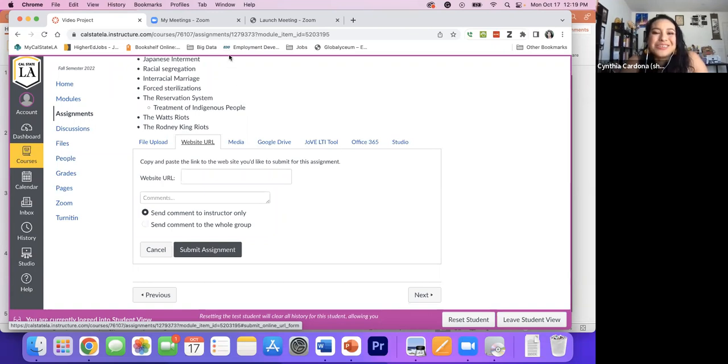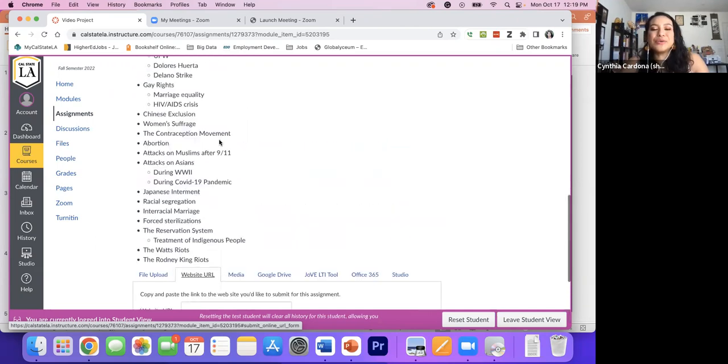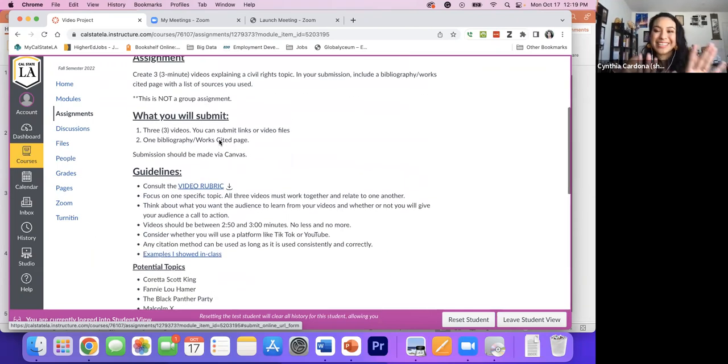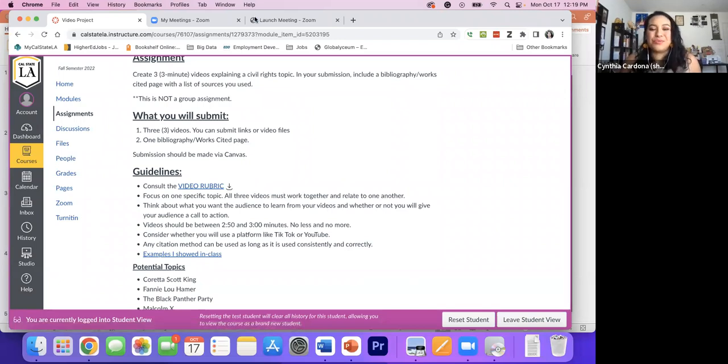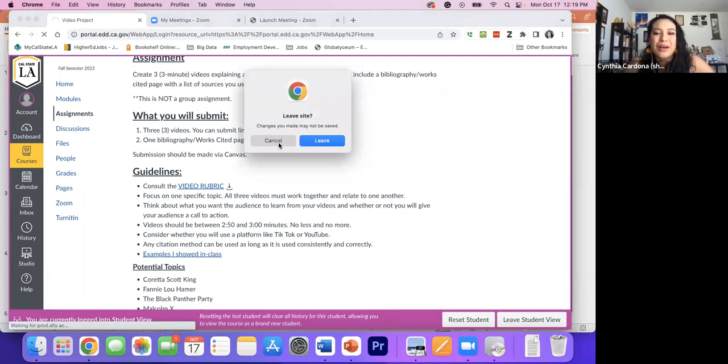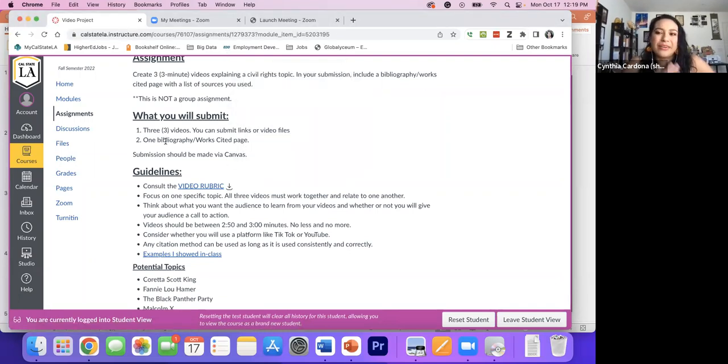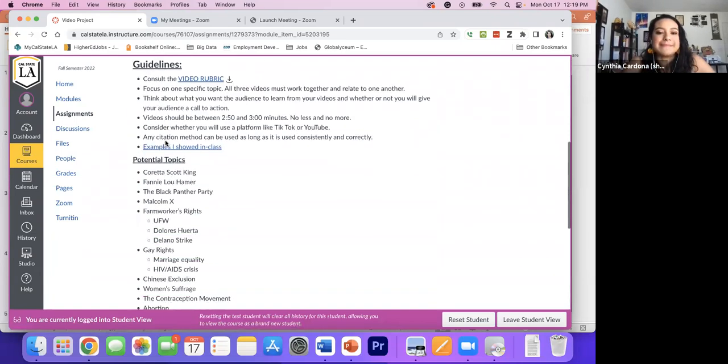Oh, Crystal, so the bibliography and the works cited to me are the same thing. They're technically a little different, but I don't expect you to submit a bibliography and a works cited page. It's just depending on how you think of it and whether you use MLA format, APA, or Chicago style. They're called different things, but to me it's the same thing. It's a list of the sources you used. So you're only submitting one of those along with your 3 videos. Some people call it works cited or bibliography. To me, it's the same thing.